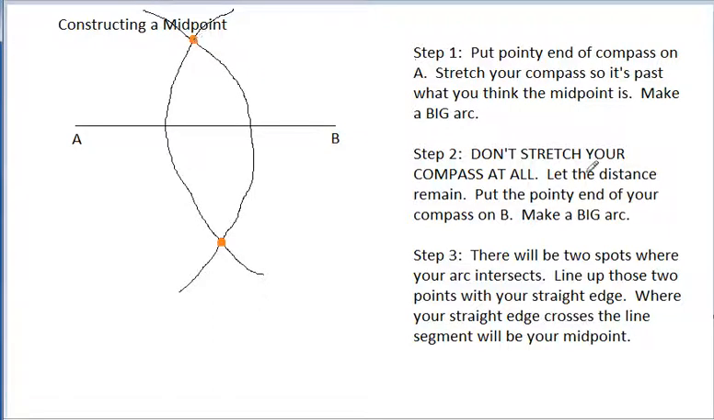What you're going to do is line up these 2 spots with your straight edge. And when you do that, your straight edge will go something like this. And where your straight edge is crossing this line segment, that spot is your midpoint. So I'm going to go ahead and draw my midpoint. And that is how you construct a midpoint.